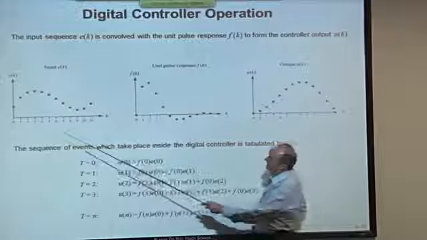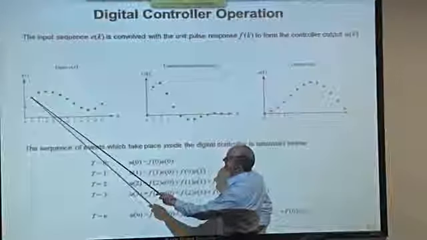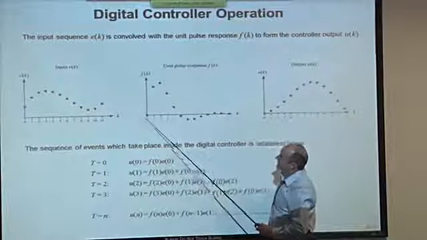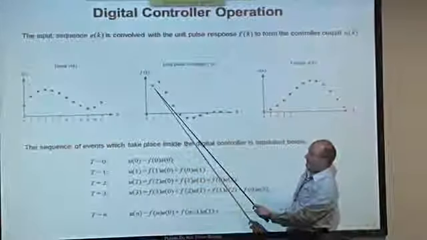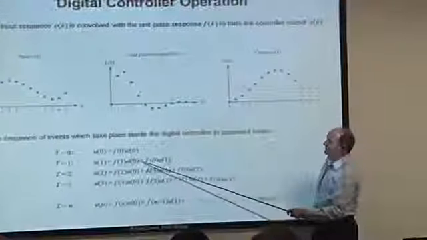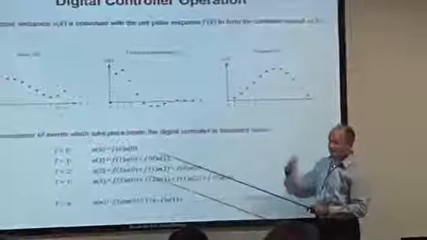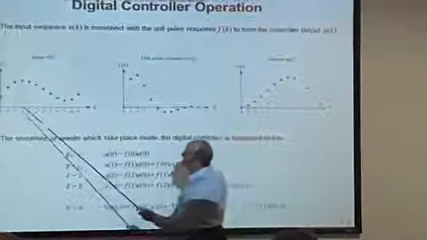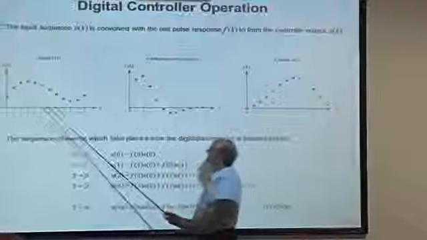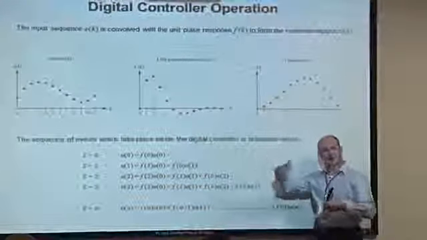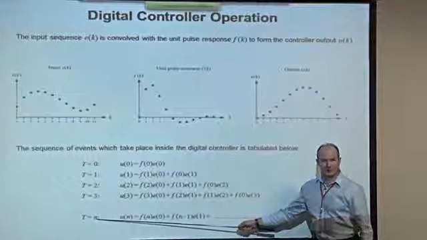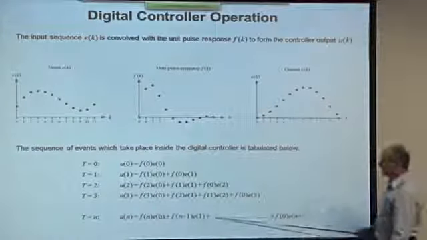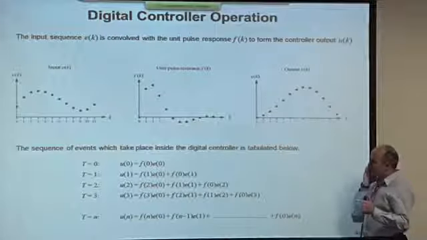One sample period later, e of 1 appears. That's this one. That is multiplied by the first term, and meanwhile, the previous term which entered is multiplied by the second term, f of 1. So at time t equals 1, we have u of 1 equals f of 1 times e of 0 plus f of 0 times e of 1. One sample period later on, you can see what's going to happen. e of 2 is going to enter, multiplied by the first term, and so on. And we keep going through this repetitive sequence until, after an arbitrary number of input sample periods, we end up with a long, long sum of these products.